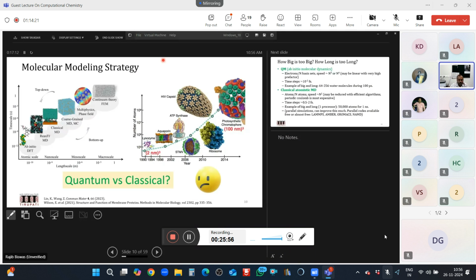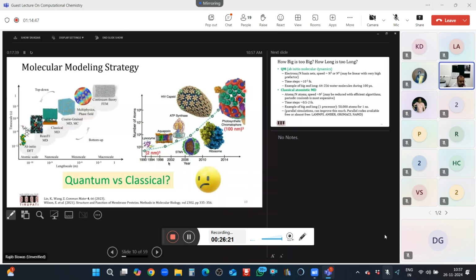Okay, sir. And then as a function of year, you can see how this has evolved. In the 1990s, we could only do a couple of nanometers. Now we are going for billions of atoms. The full capsid and the photosynthetic chromatophore can be simulated today. So now, which one to choose?